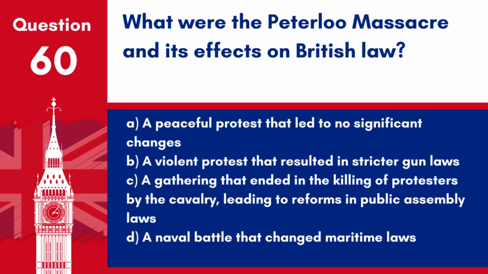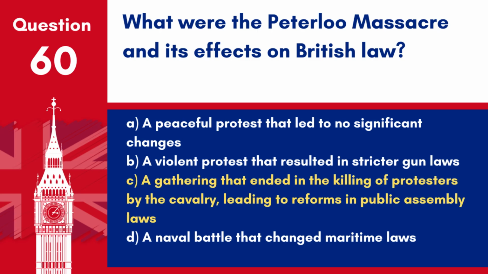Question 60. What were the Peterloo Massacre and its effects on British law? A. A peaceful protest that led to no significant changes. B. A violent protest that resulted in stricter gun laws. C. A gathering that ended in the killing of protesters by the cavalry, leading to reforms in public assembly laws. D. A naval battle that changed maritime laws.